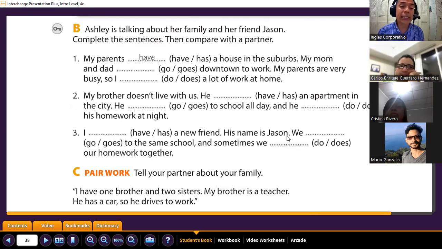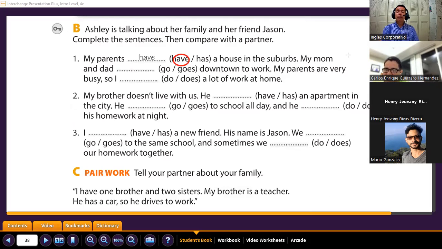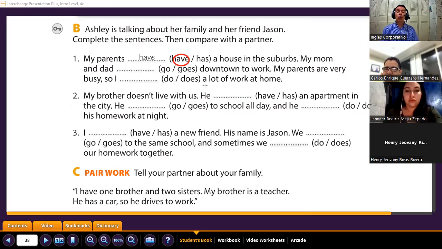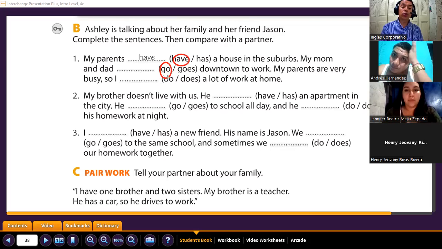Here we have three paragraphs. Now, let's do it together. My parents have a house or my parents has a house? So it's have. Right? My mom and dad go. Very good. Go downtown to work. My parents are very busy, so I do or I does a lot of work? Do, right?